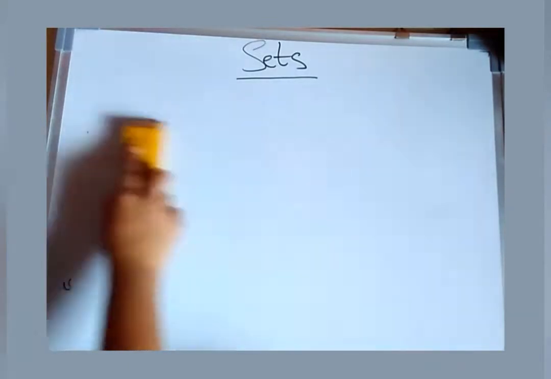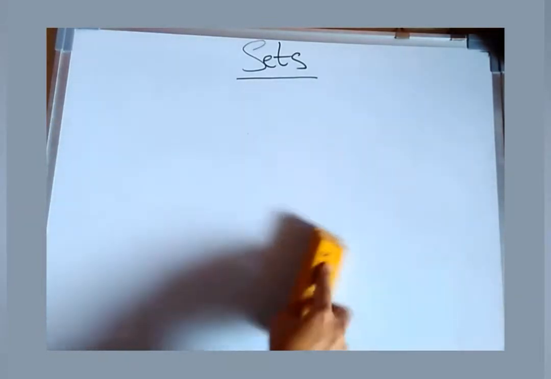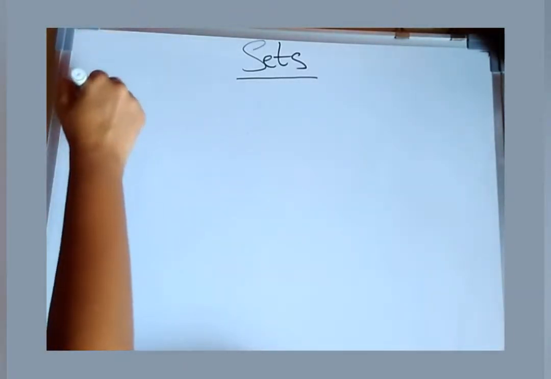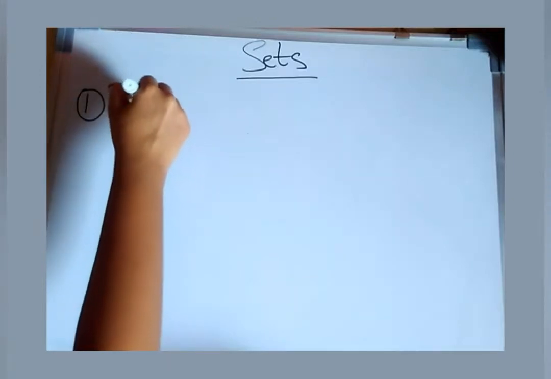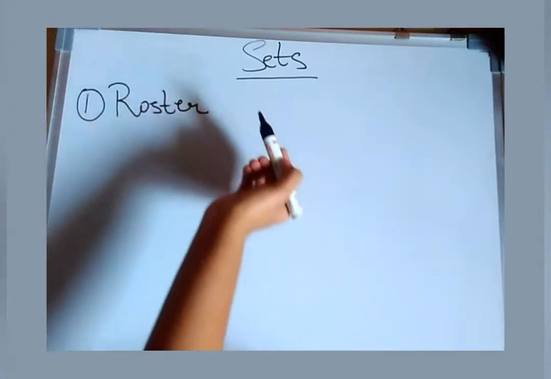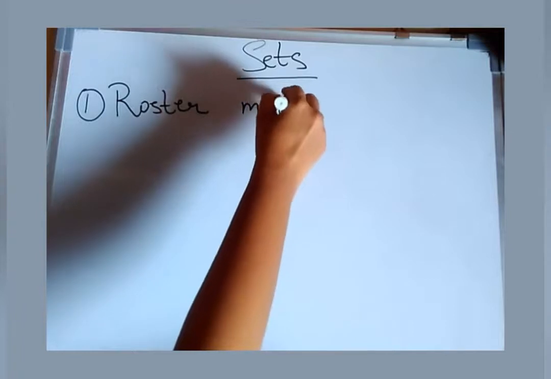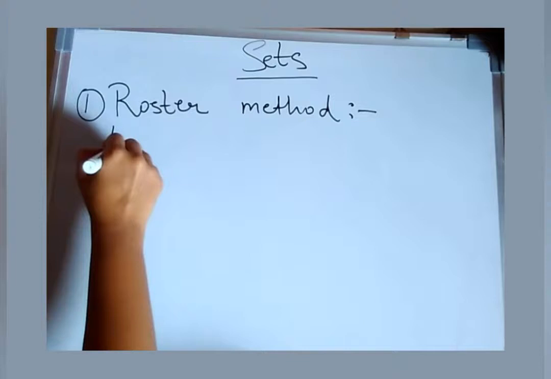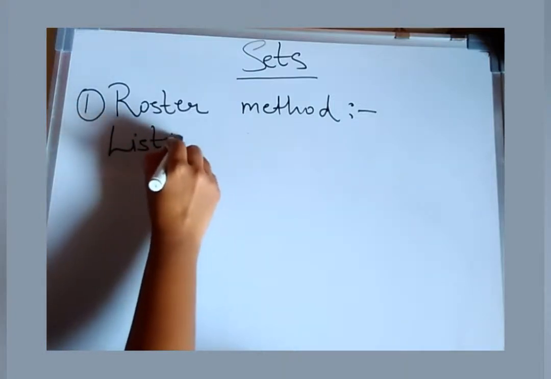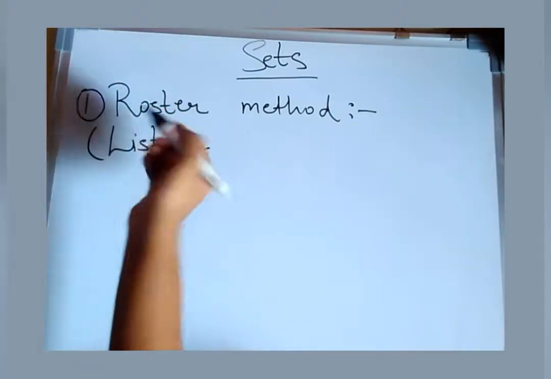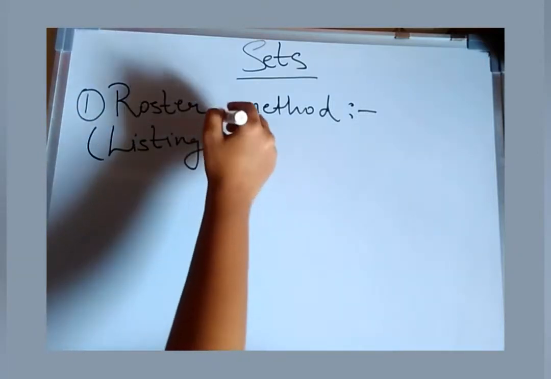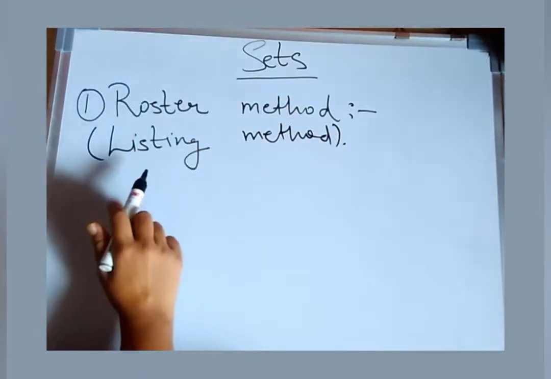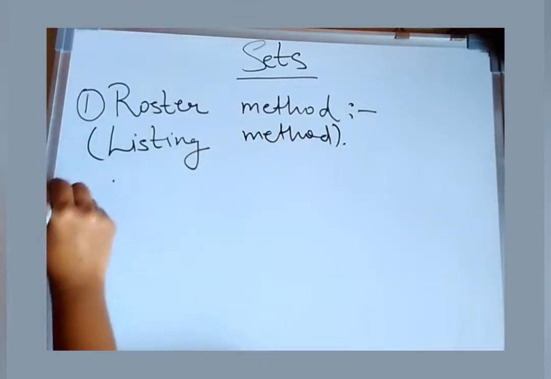Next, let's learn how to write a set. There are two methods of writing a set. The first method is the roster method. This is also known as listing. Roster itself means listing or list. Listing method, as the name suggests.